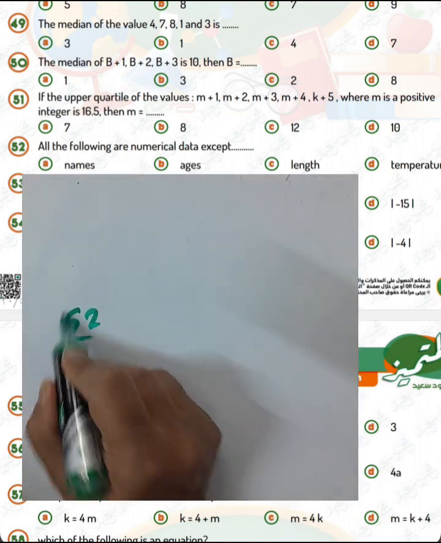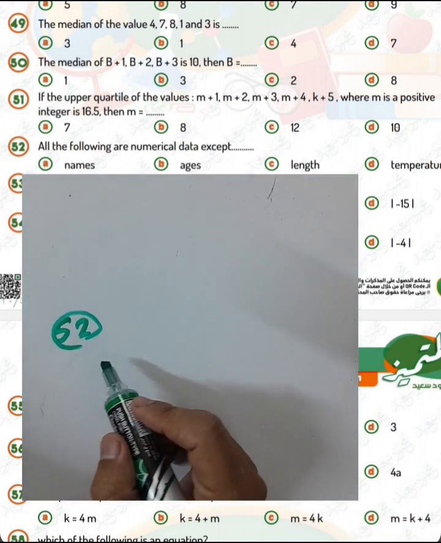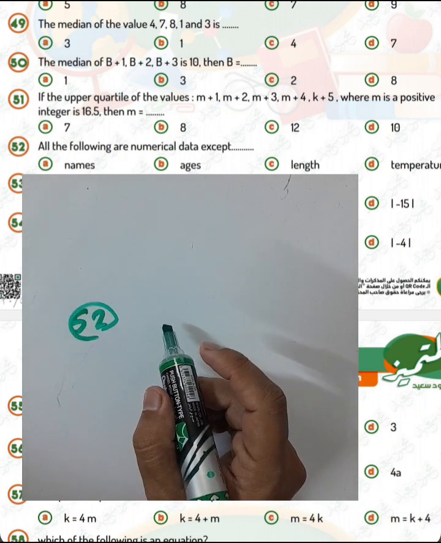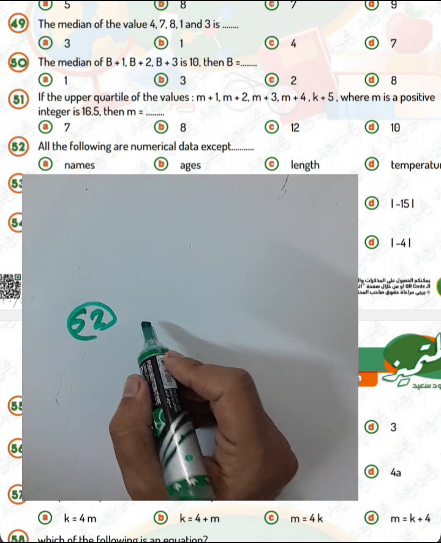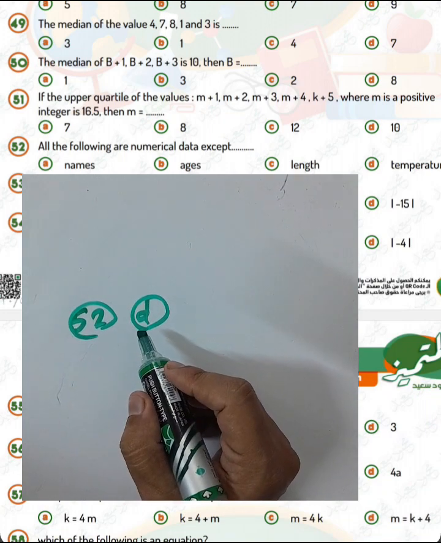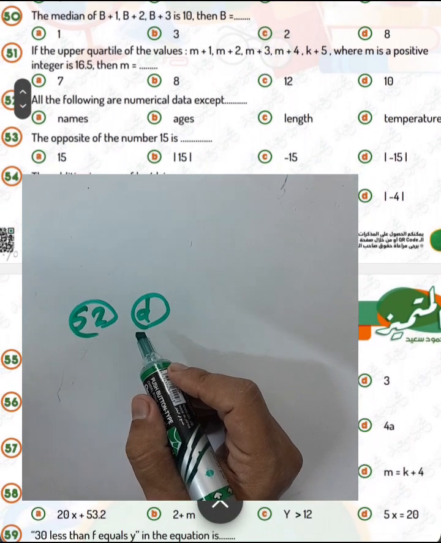Question 52. All the following are numerical data. Numerical means all the values are numbers, but here temperature shows letter D. Temperature we call not numerical data, but categorical data. Here, temperature.